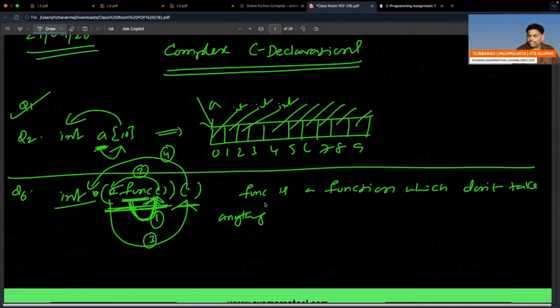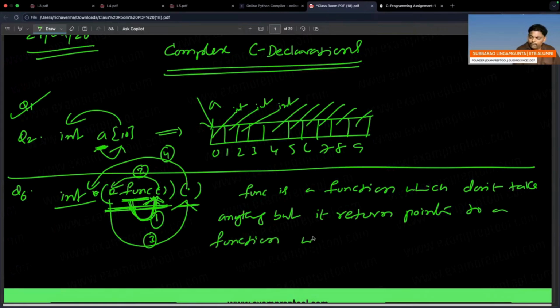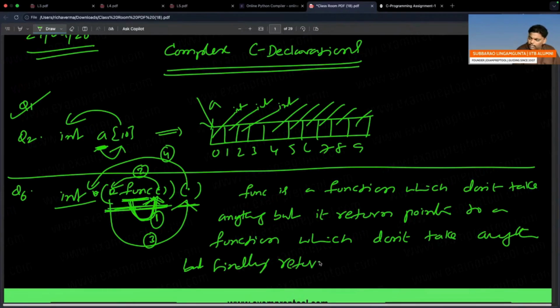Function C is a function which doesn't take anything, but it returns a pointer to a function, which doesn't take anything, but finally returns an integer pointer.